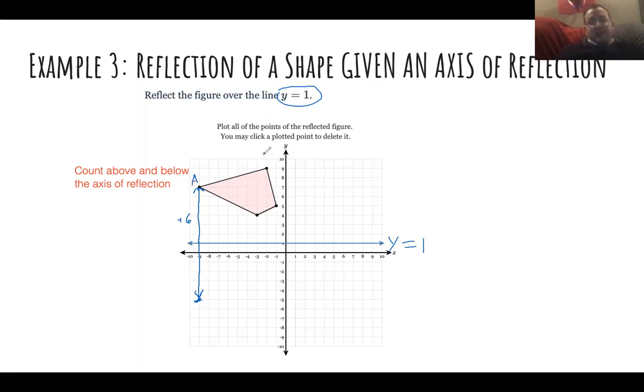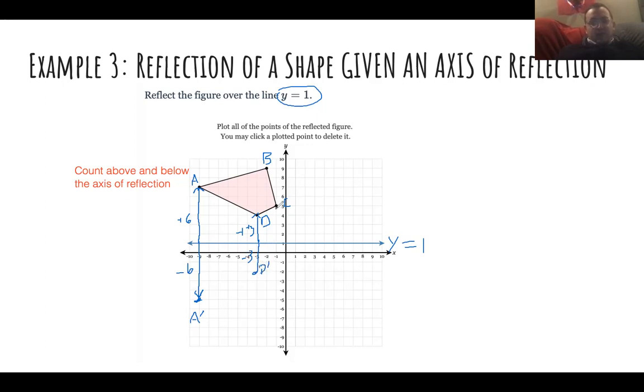And on a test, I may have you write A, B, C, and D. And maybe we'll call this point A prime. And then I'm going to go to D. So this is up 3. And then I'm going to just think symmetrically. So I'm going to go down 3 instead. And there's point D prime.